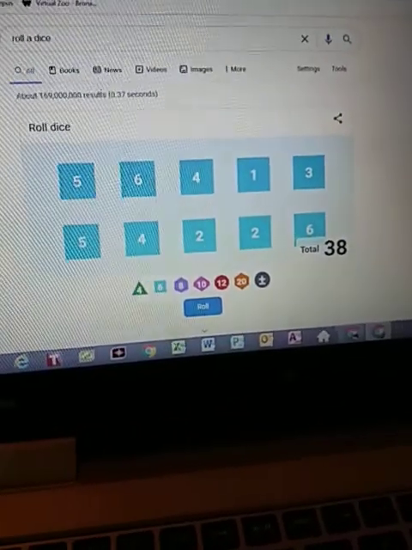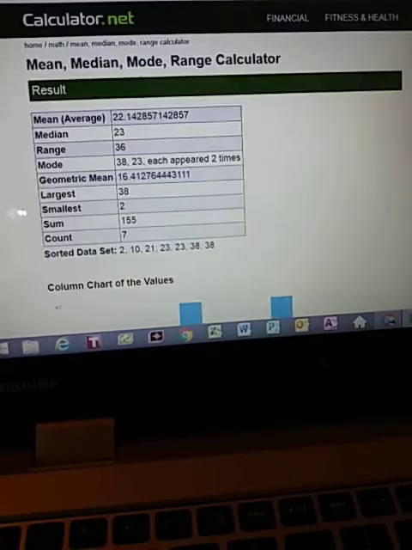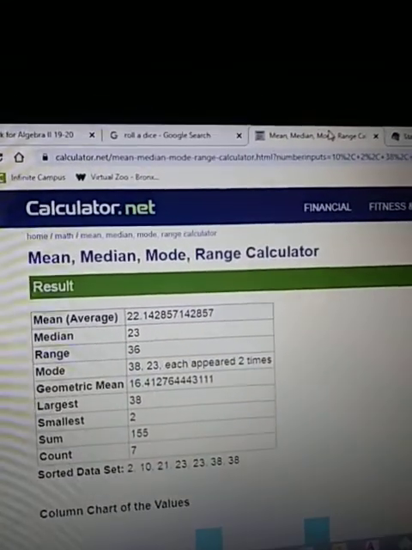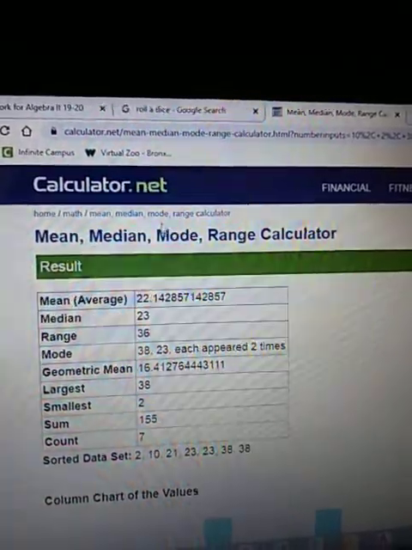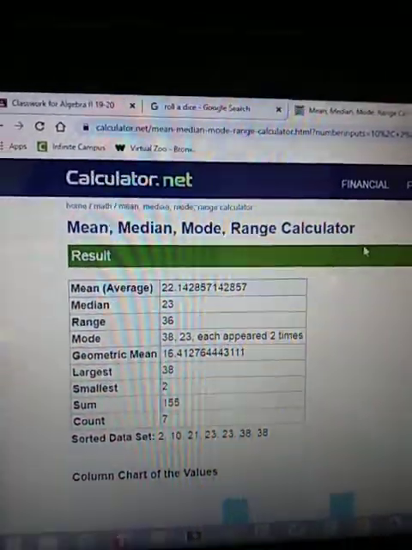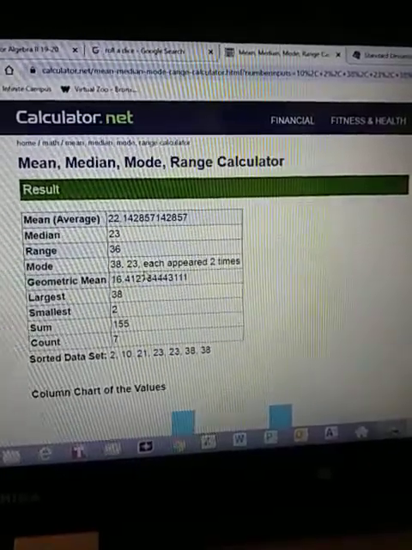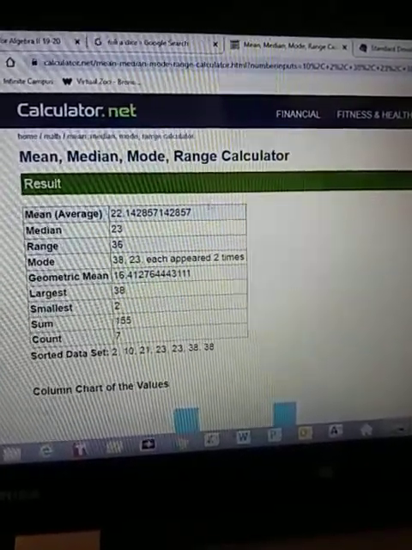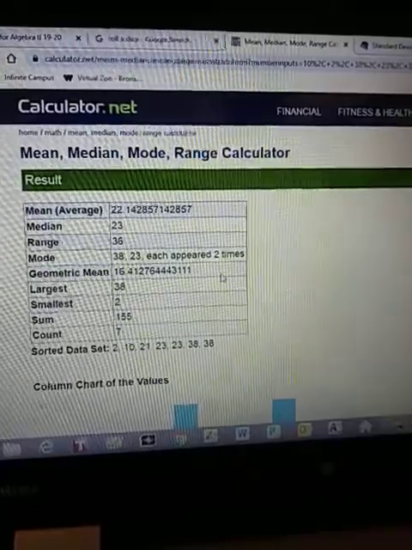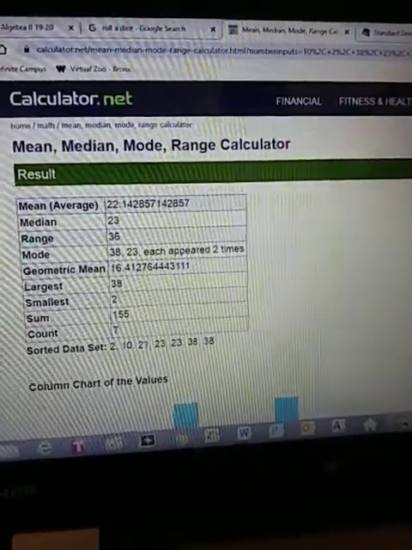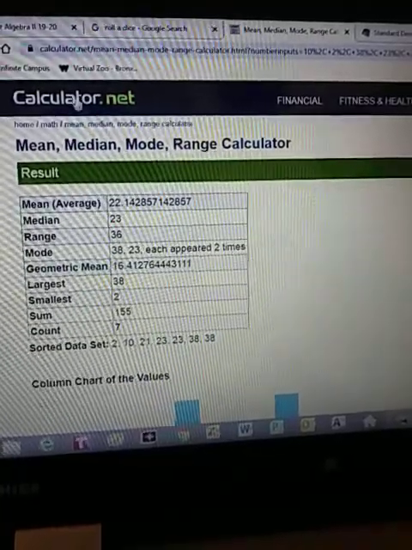Okay, so now I need to figure out my mean, mode, and range. So you can go to calculator.net, and you can get the mean, median, mode, range calculator. I've taught you how to find the mean, median, mode, and range. You should have learned it also in Algebra 1. We reviewed it in class. But if you'd like to do it real quick, you get the calculator here.